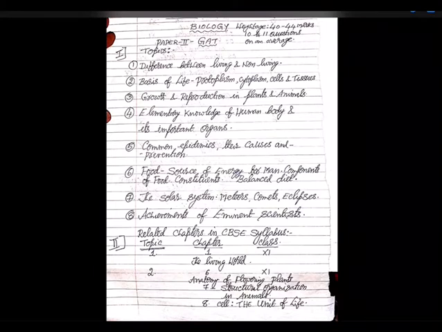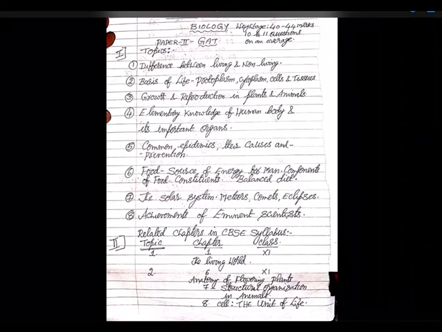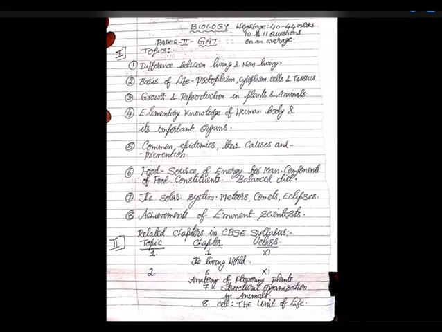Topic 1, for example, is the difference between living and non-living. You must remember that this is related to chapter 1, Living World, that is class 11th. And chapter 2, basis of life: protoplasm, cytoplasm, cells and tissues. It is related to chapter number 6, Anatomy of Flowering Plants; 7, Structural Organization in Animals; and 8, Cell: The Unit of Life. And you know, all these 3 chapters are related to class 11th.